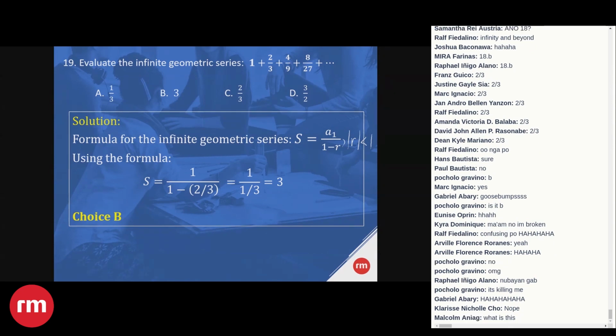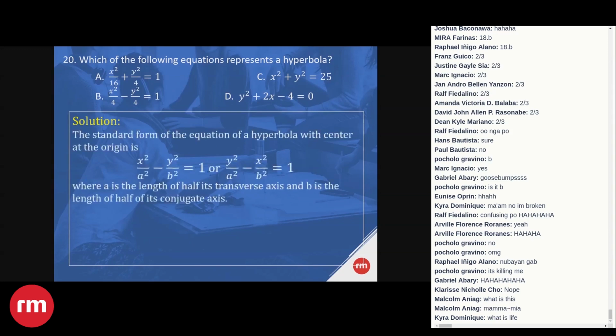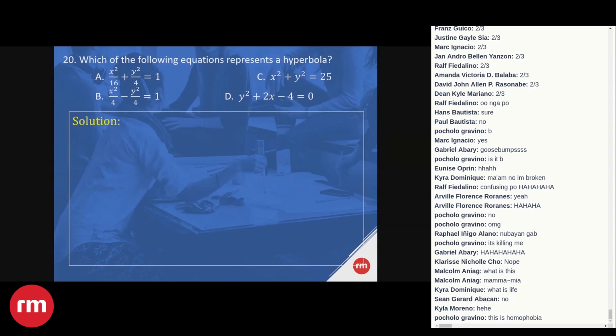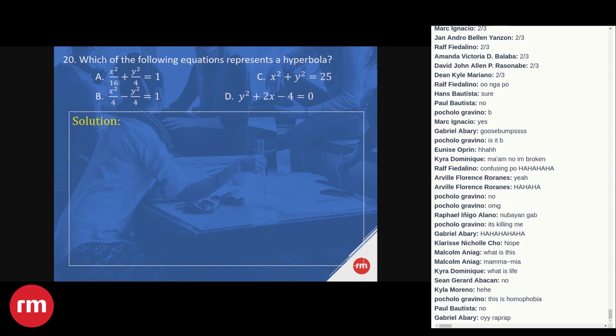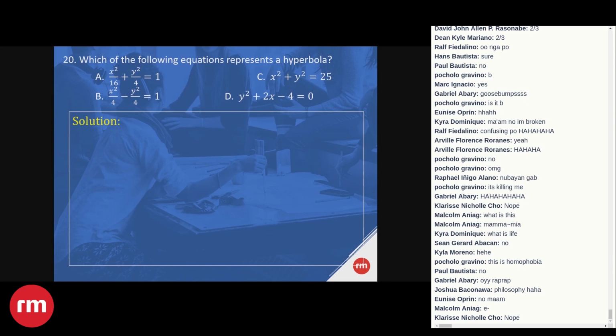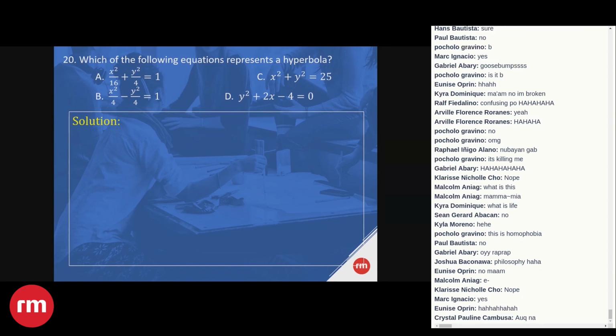Well, there you go. You have your answer 3, which is letter B for number 19. Okay, this one, we don't have to solve for anything. Which of the following equations represent a hyperbola? So you just have to recall your conic sections. So you just have to know the standard form of a hyperbola.